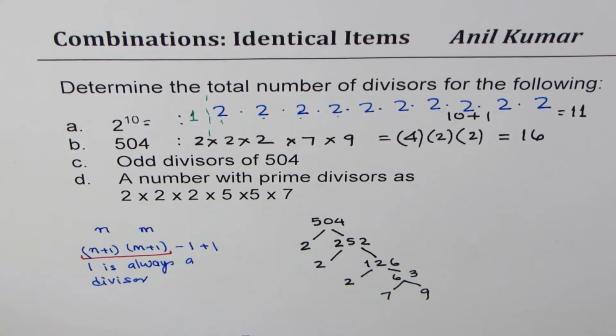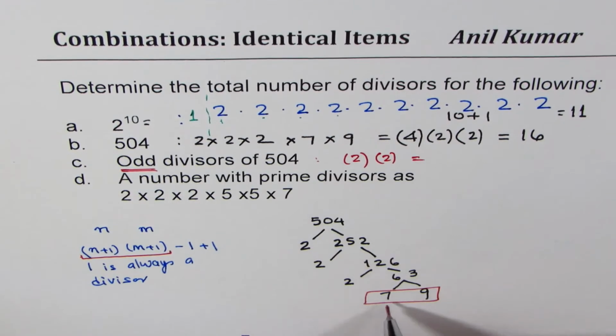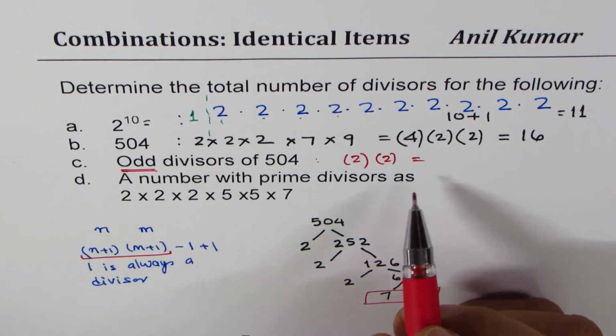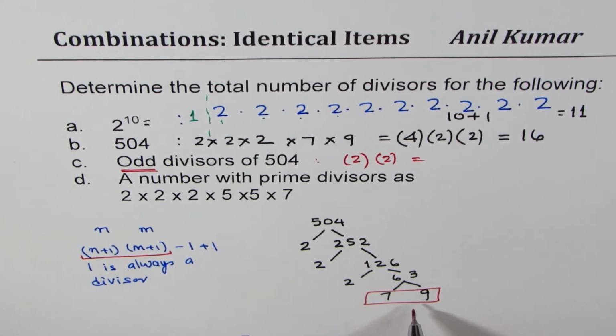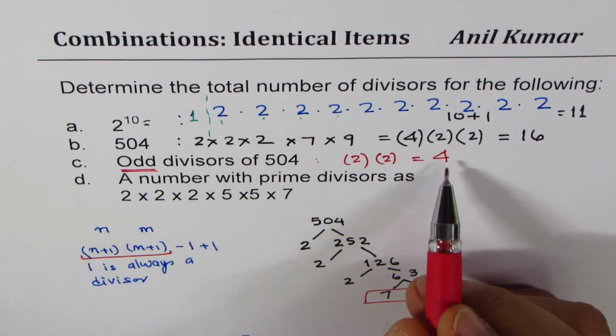The next question here is, odd divisors of 504. Now, if we are considering odd divisors, that means we are only considering the numbers 7 and 9, since if I multiply by 2, I get an even number. So we need odd divisors. 7 and 9 are the odd divisors. 7 will result in 2, because n plus 1 is the formula. 9 will also result in 2. For 7, you may take 7, you may not take 7. That is why we get two options. For 9, you may take 9, you may not take 9. Two options. Not taking them means take 1, so that gives you that filler. Not taking both of them is 1. You can take 1, and 1 is an odd number. So we get 4 combinations. So odd divisors of 504 are only 4.